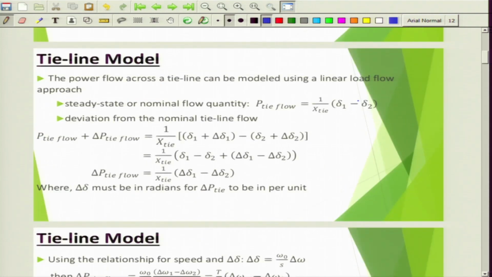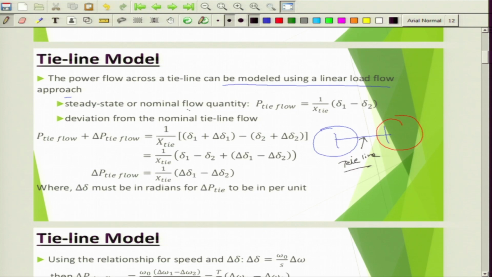Now we will discuss the tie line model. The power flow across a tie line can be modeled using a linear load flow approach. Let us say there are two networks, this is network 1 and there is another network, and these are the buses to which the tie line is connected. This is the tie line.